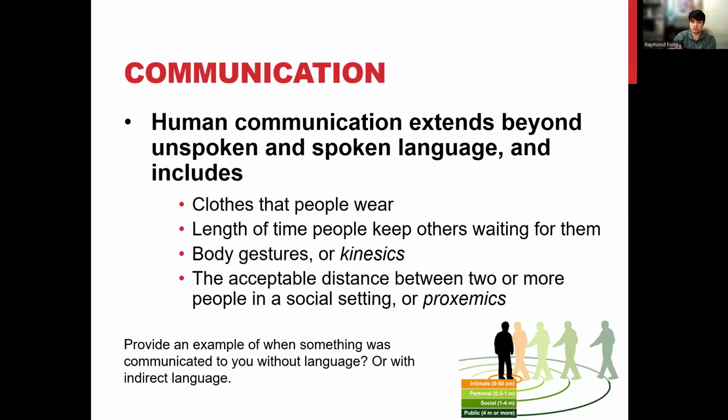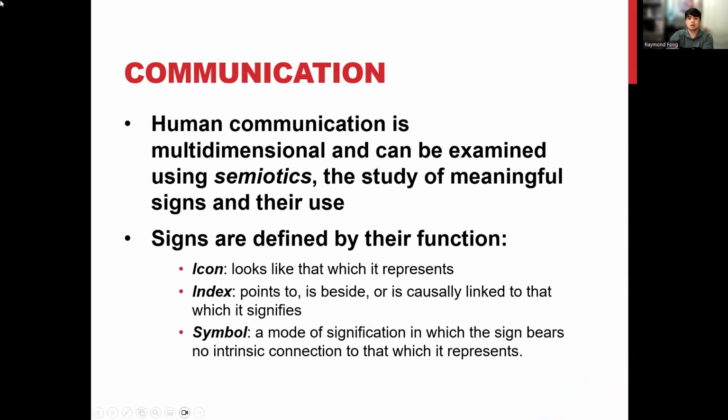Okay, so human communication is multidimensional and can be examined using semiotics, the study of meaningful signs and their use. You don't need to know this; it's not that important. Signs are defined by their function. Icon: looks like that which it represents. An example would be a picture of a toilet in front of a bathroom, right? That icon is indicating that behind that door is a bathroom.